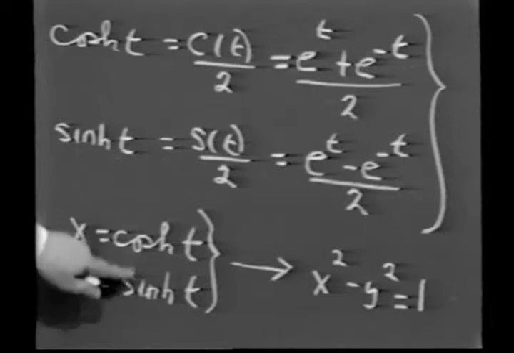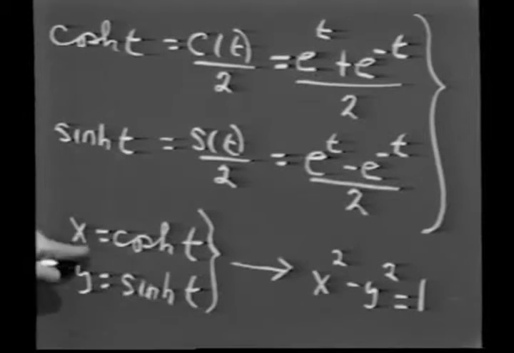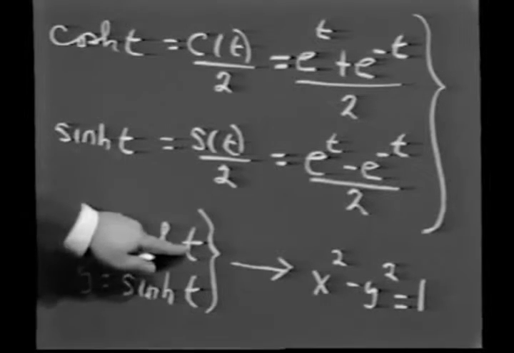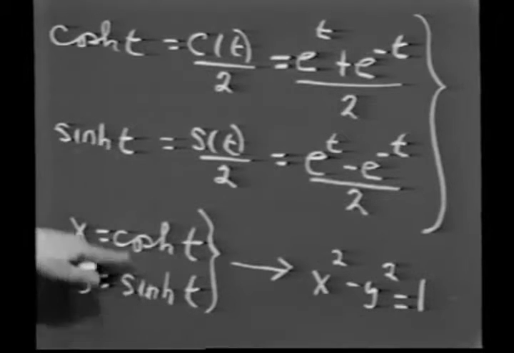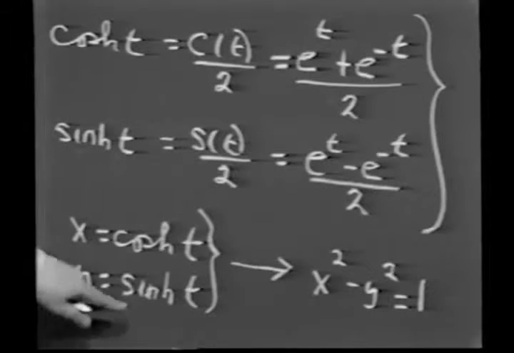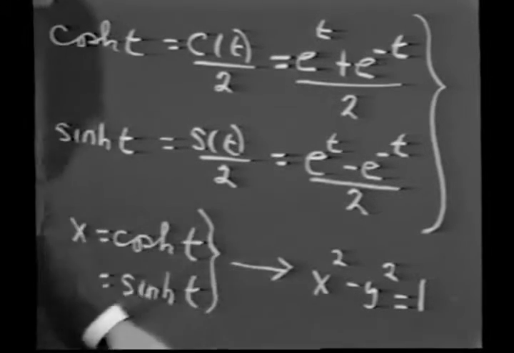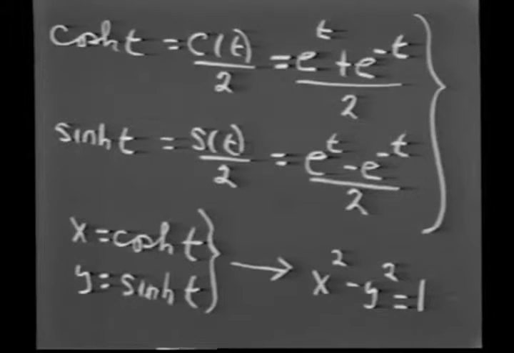If I eliminate the parameter t here, namely if I square both sides of each equation, and subtract, I get x squared minus y squared is cosh squared t minus sinh squared t, but that I already saw is 1. In other words, this parametrically gives us the hyperbola x squared minus y squared equals 1.